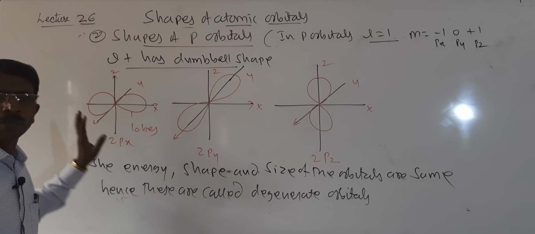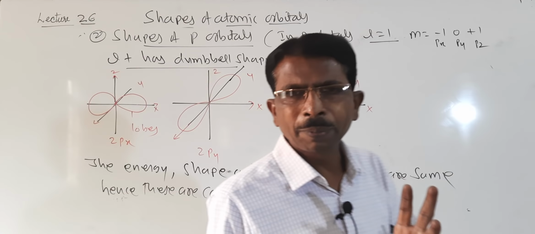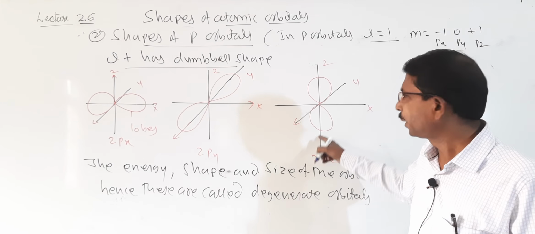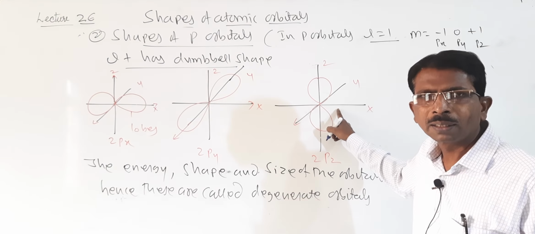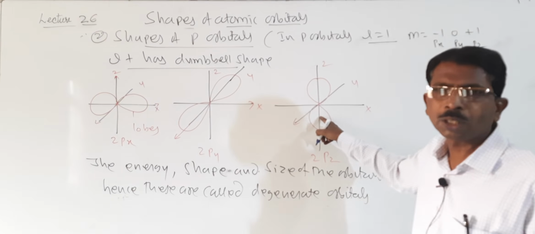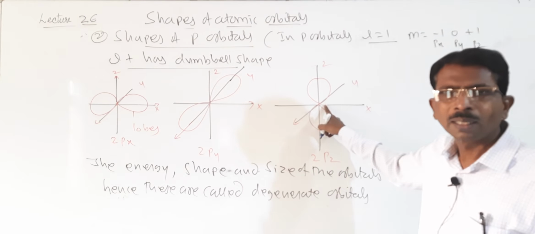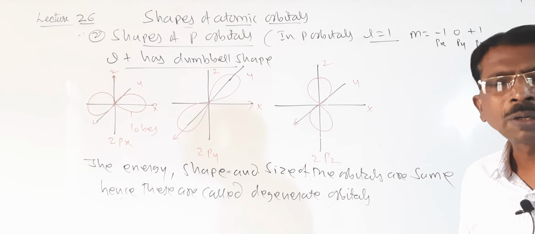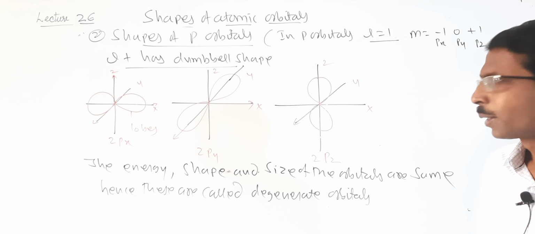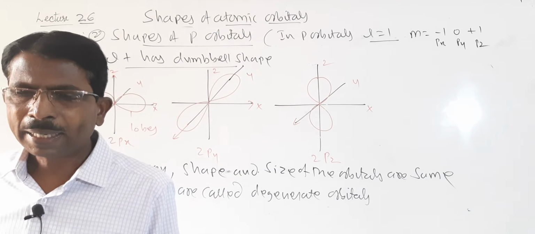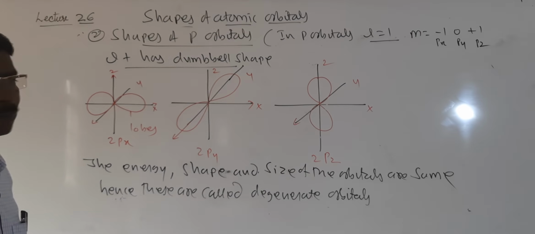So, remember, these have dumbbell shape and these have two loops, and these two loops are separated by a plane where the two loops join together or touch each other, the probability density is 0. So, the probability of finding electron is 0. So, these have dumbbell shape and it is about p orbital.